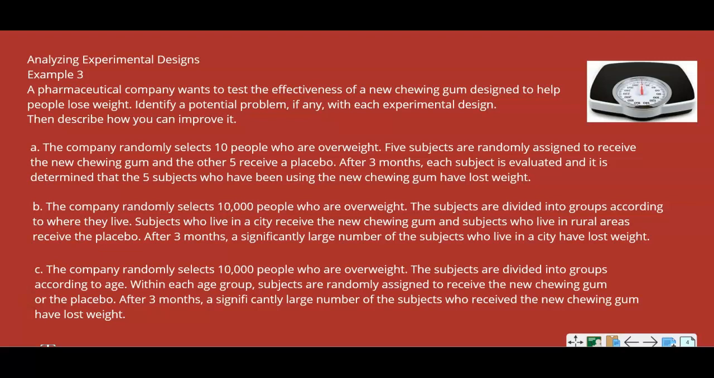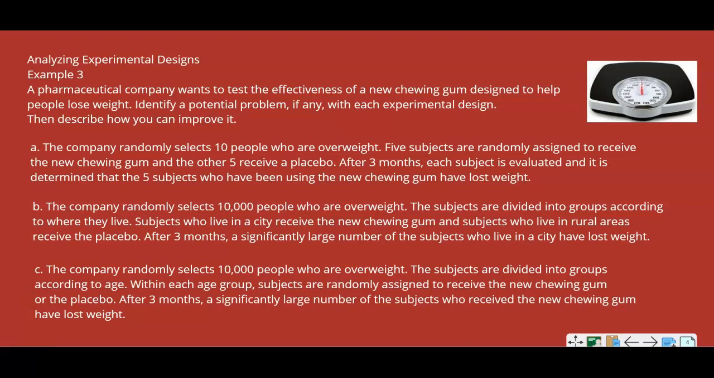So in order to fix this, you still could have different groups both in the city and rural areas, but you would need to divide those evenly somehow, where half of the people in the city and rural area get the treatment and the other half get the control group, which would be the placebo. The first half would get the chewing gum, the second half get the placebo, and that would make it a little bit more fair.